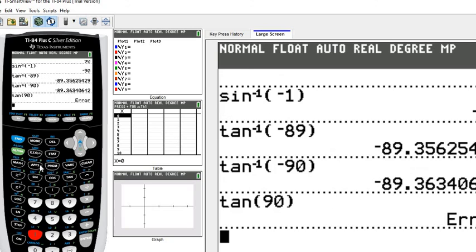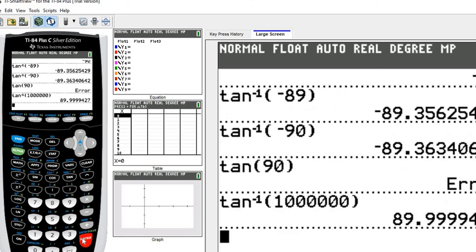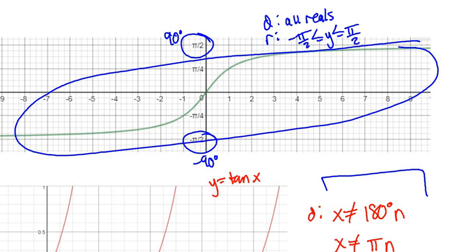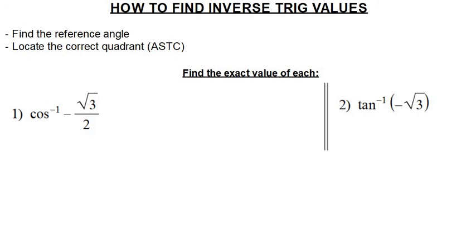If we do inverse tan of some huge number, so an enormous positive number like 1,000,000, this should be really close to 90 degrees because the slope is so steep, and you can see 89.99, so really close to 90. So that's just a sense of what the graphs of those functions look like. In the next video, I'm going to show you how to actually find the values algebraically.